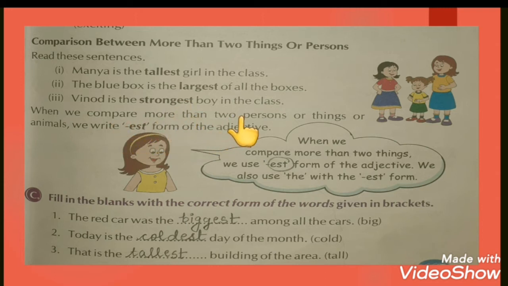When we compare more than two persons or things or animals, we use the est form of the adjectives. Fill in the blanks with the correct form of the words given in the bracket. We have to fill the blanks with the correct word. The red car was the biggest amongst all the cars. Here the word big is given and we just add est at the back to make it biggest. Today is the coldest day of the month. Here the word cold is given and we have just added est at the end of cold. So it becomes coldest. Now students, further you will try on your own.